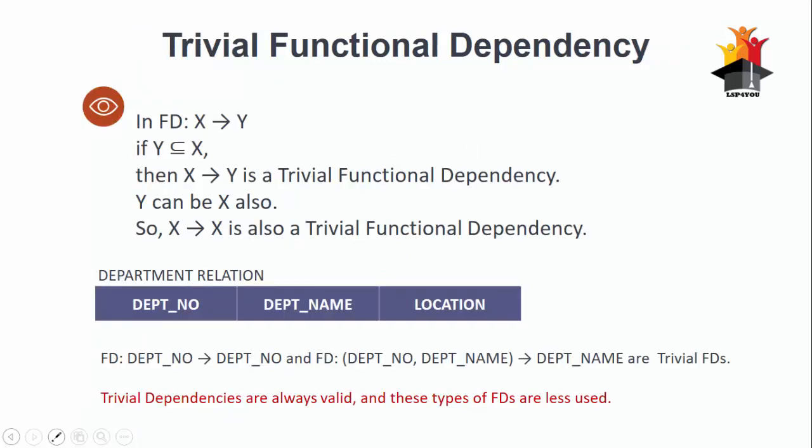Trivial functional dependency. In functional dependency X implies Y, if Y is a subset of X, then X implies Y is a trivial functional dependency. Y can be X also. So X implies X is also a trivial functional dependency. So department number implies department number. And another functional dependency, department number and department name implies department name. These are trivial functional dependencies. Trivial dependencies are always valid, and these types of functional dependencies are less used.